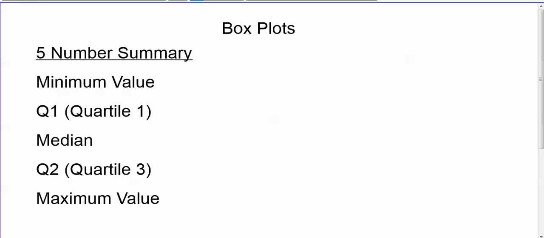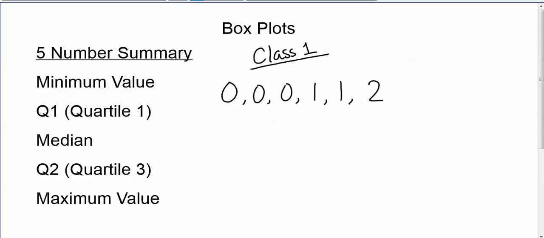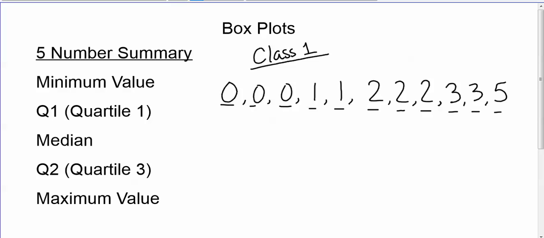But okay, so let's pretend we have this data set, and I asked people in one class how many pets they had. So this is going to be for class 1, we'll say. All right, and I already put this data in order for you. They said that they had the following number of pets. All right, so we have our data set. First thing I'm going to look at is how many pieces of data I have. So I have 1, 2, 3, 4, 5, 6, 7, 8, 9, 10, 11 pieces of data.